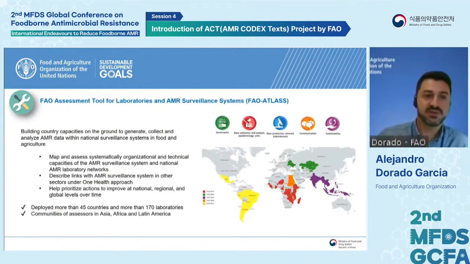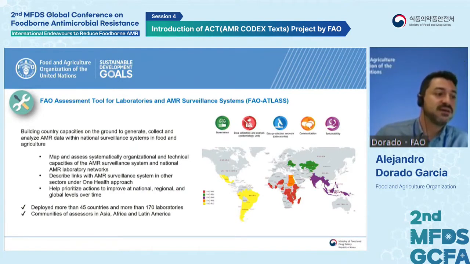So I start with the assessment tools. I'm just going to give very brief notes on this. A few years ago, when the first action plan on antimicrobial resistance was initiated in FAO, the organization realized that the countries were not producing data. The capacities are very limited. Still, they are very limited in many low middle income countries.